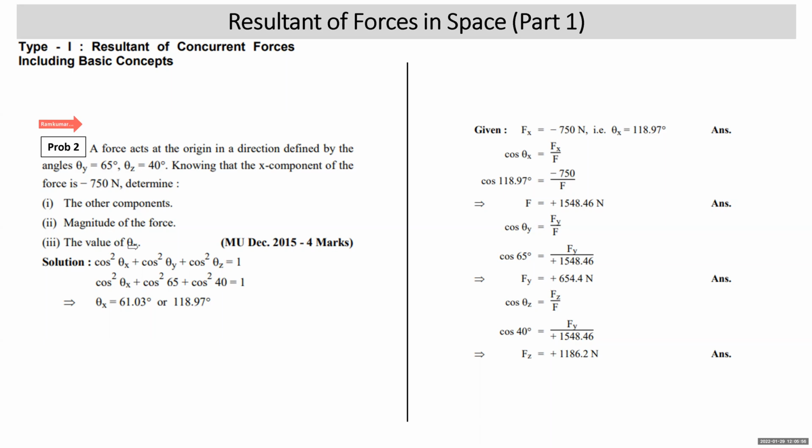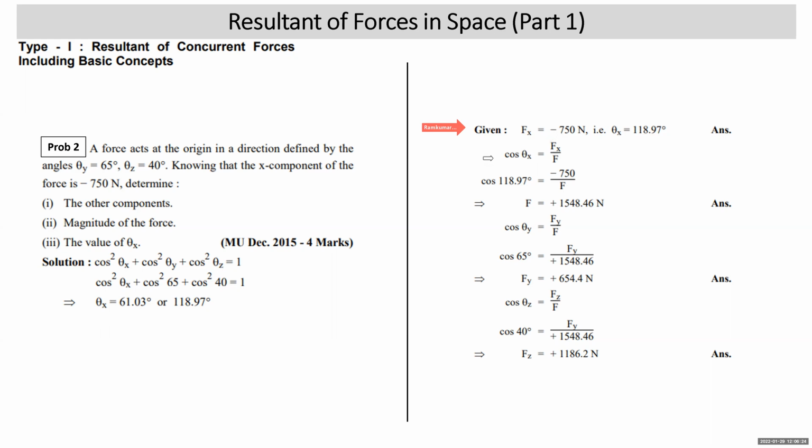That means theta y and theta z are given, and we need the value of theta x and the magnitude of the force. As theta y and theta z are given to you, you can find theta x using the relation cos square theta x plus cos square theta y plus cos square theta z equals 1. Theta x is unknown. Substitute the values of theta y and theta z. Using the calculator, you get two values of theta x, 61.03 and 118.97. It is given that Fx is minus 750 newton. The valid value of theta x will be 118.97 because that only will give you Fx negative.